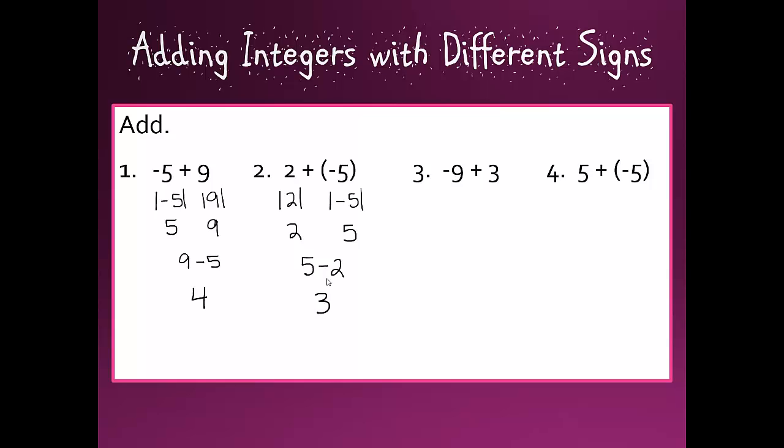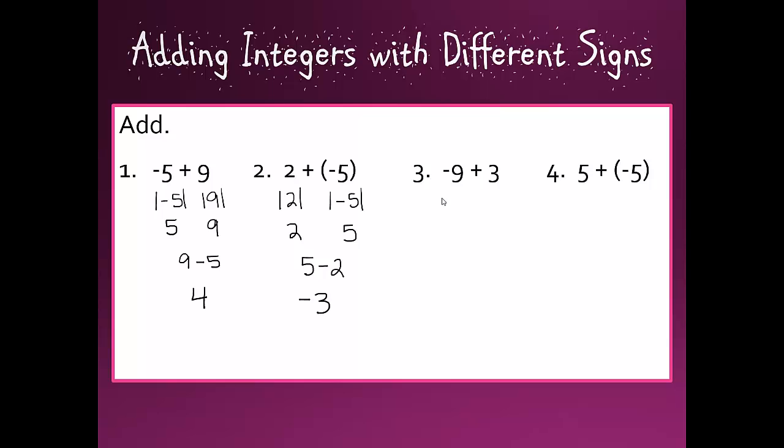Now we need to look at which number had the larger absolute value. We had a 2 and a 5. 5 is larger than 2. So we need to look back at that 5 in the original problem to see if it's positive or negative. The 5 in the original problem is negative, so my answer will be negative.